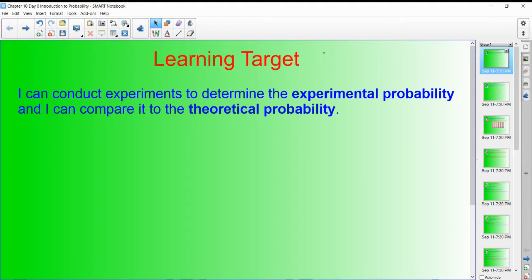Probability originated, or the study of it really became popular, in France. So a lot of French mathematicians are famous for their studies on probability. And today we're going to talk about the difference between experimental probability and theoretical probability, and really the overall definition of what is probability.